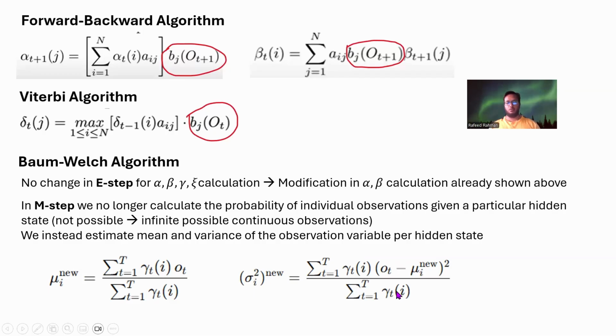Same logic, same argument, but the only difference is now you need to take the squared deviation because it is variance. So that's the difference. I mean, there is not much difference.